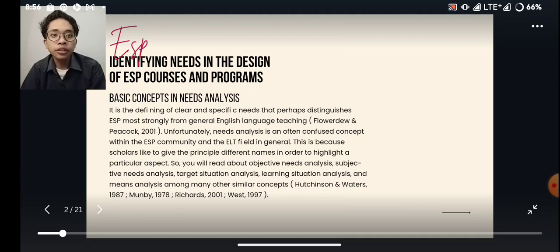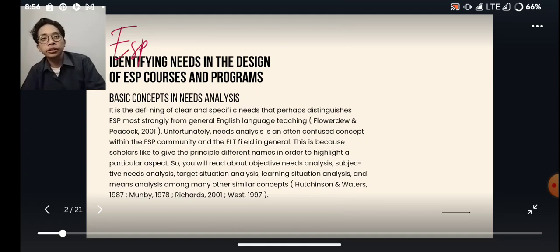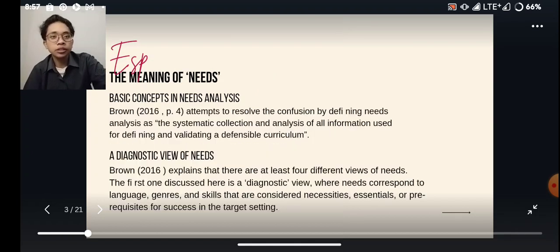As Brown stated in 2016, basic concept in needs analysis attempts to resolve the confusion by defining needs analysis as the systematic collection and analysis of all information used for defining or validating a defensible curriculum. And we need to consider the sort of need that ESP experts consider useful when designing and teaching an ESP course or program. Alright, next.